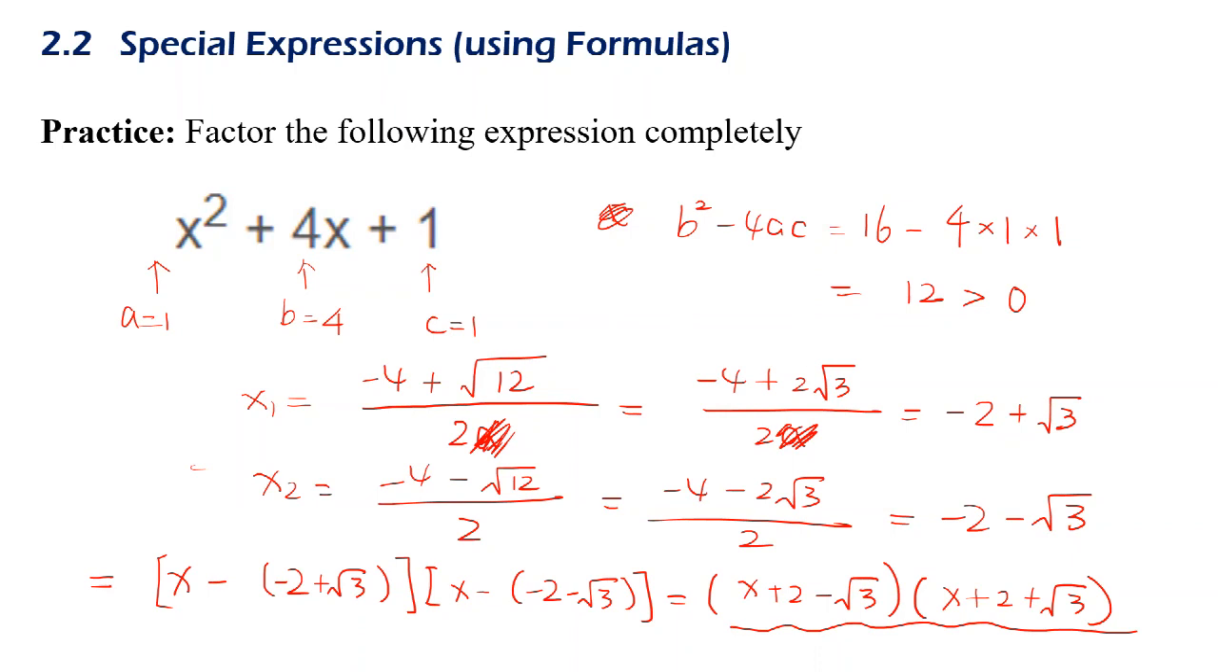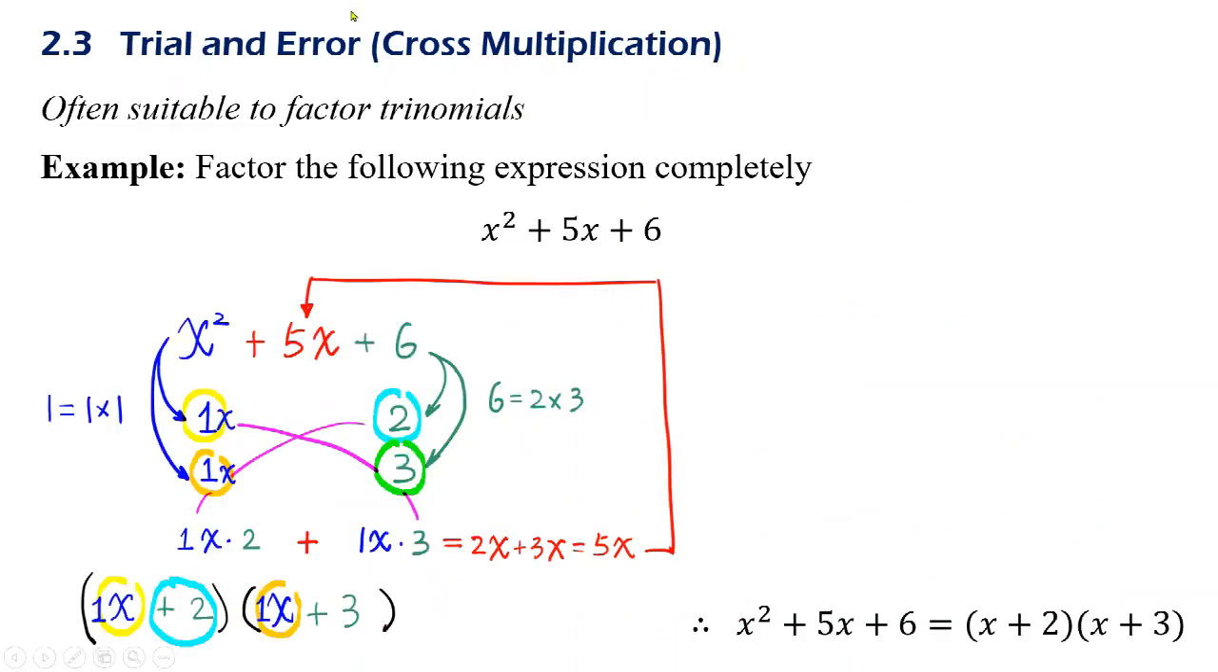All right, let's see the third technique, which is called trial and error, also known as the cross multiplication method. This is often suitable to factor trinomials. For example, if we have a trinomial like this, how are we gonna factor it?